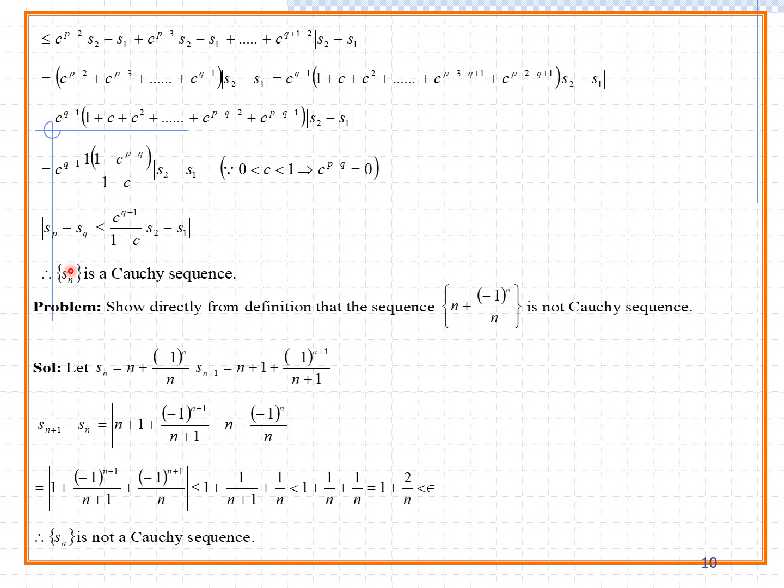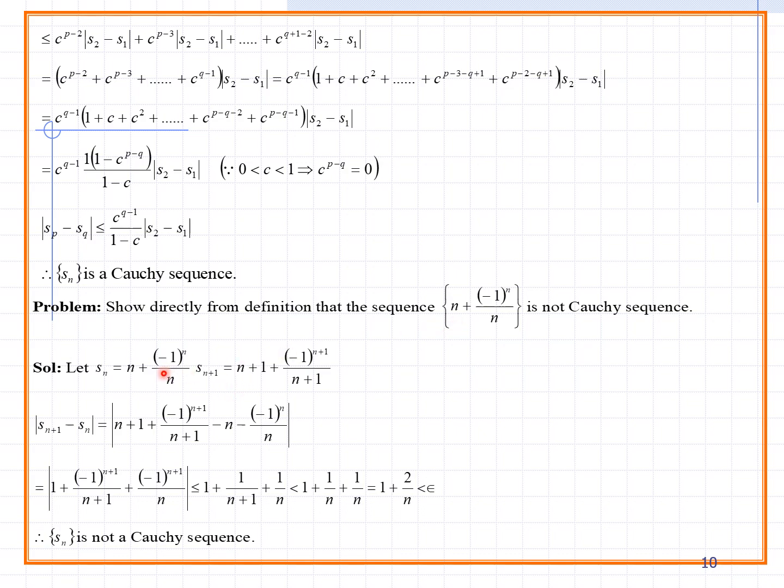So therefore sequence Sn is a Cauchy sequence. So let us see this one problem. Show directly from the definition that the sequence (n plus (-1)^n)/n is not a Cauchy sequence. You can say it is not a Cauchy sequence. Let our assumption be Sn equal to (n plus (-1)^n)/n.